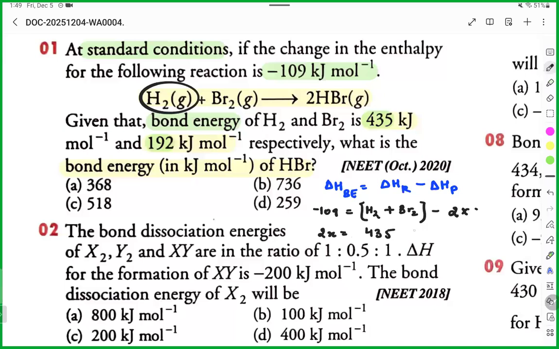435 plus 192. So I'm getting A. 192 bromine and plus 109. So what is the value? 9 to 11, 16. And 9, 3, 12. And 1, 13. 1, 6, 7.